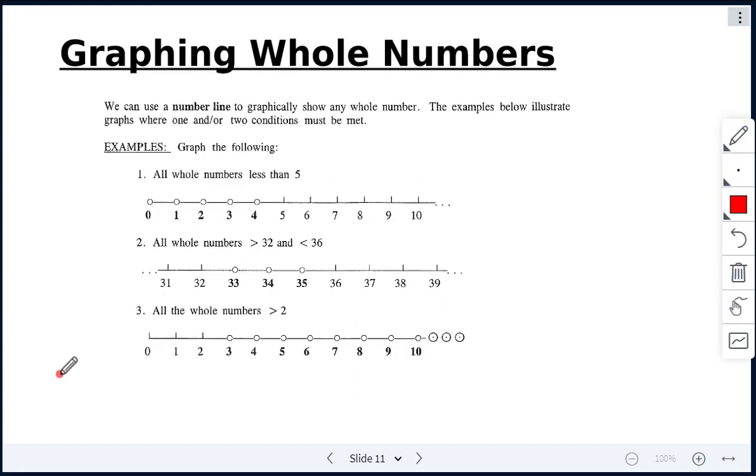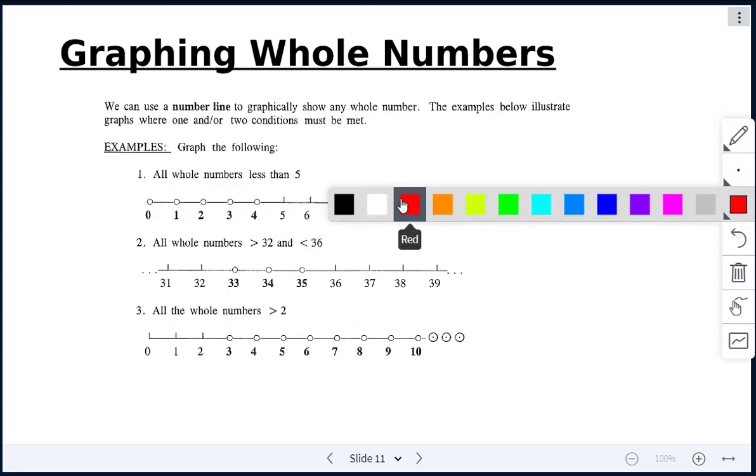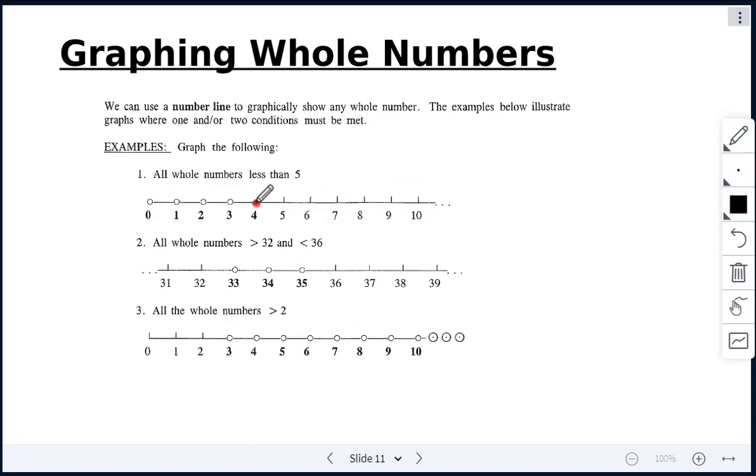When we are graphing whole numbers, or when we are using number lines, we can basically graphically show where any number is placed on a number line. And here we're looking at some examples. So our first example is all the whole numbers less than 5. So 5 is not included. It's all the whole numbers less than 5. So on this number line, they've circled them here, but you need to get used to filling them in. So anytime it's filled in, that means that number is included. And we'll get into more of that when we start doing algebra. We fill them in, like so.